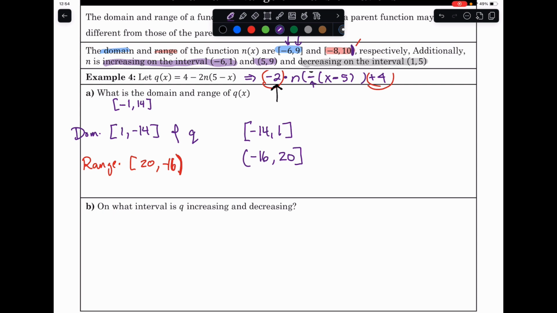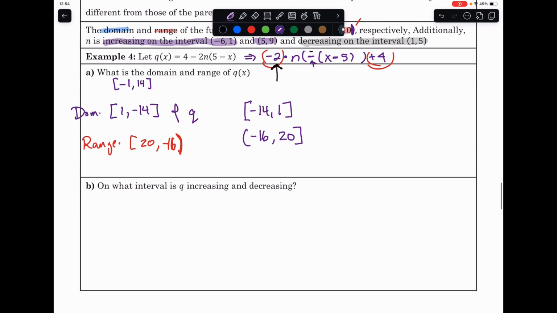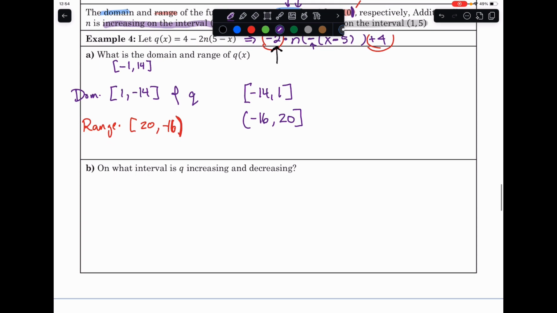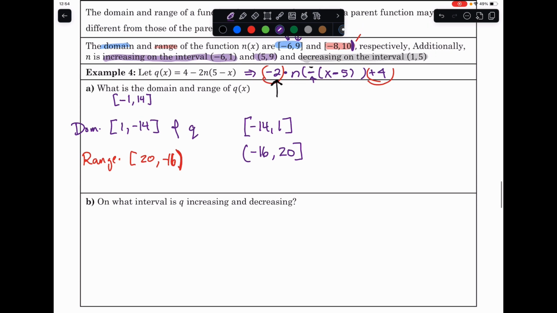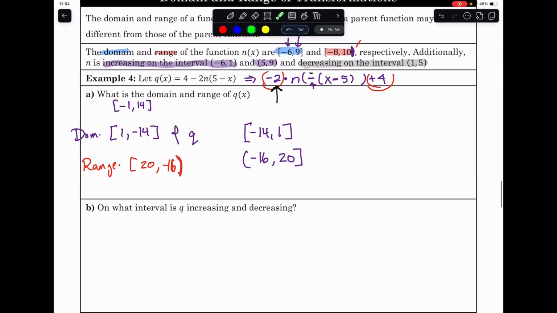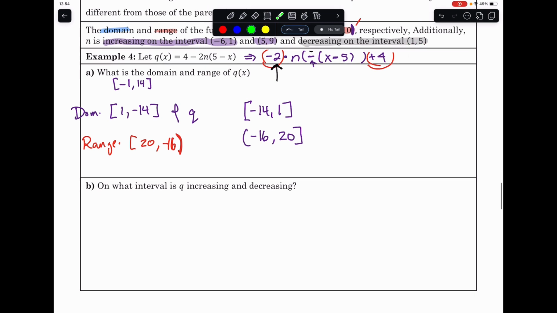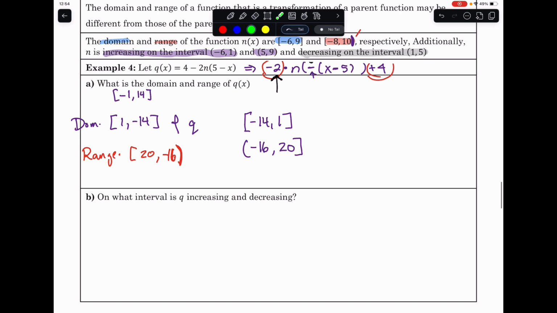So that's the correction on the answer for A. Let me go back to letter B, and let's figure out where the function is increasing and decreasing. Like I was stating, the function is increasing on the interval from -6 to 1, 5 to 9, and it's decreasing from 1 to 5. Because of the horizontal shift, that's going to move the points 5 units to the right.